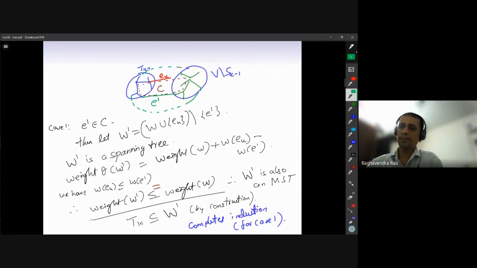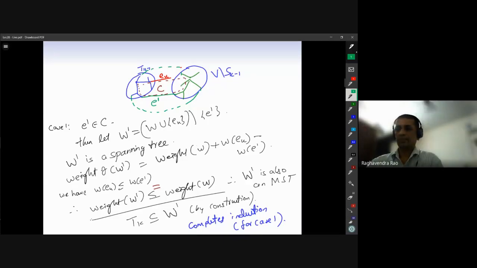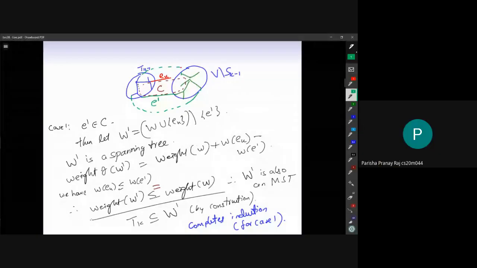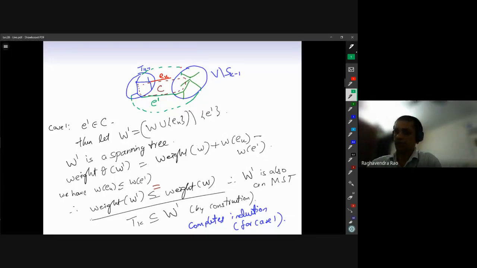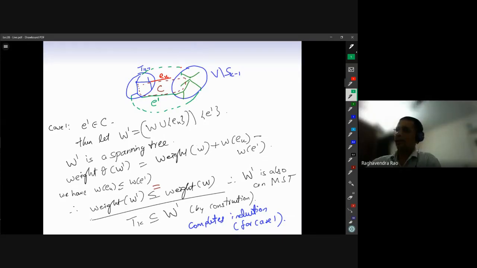Sir, the other candidate E primes could be of higher weight than E prime. Could it be? Yes, they could be of higher weight than E prime. So I was saying that if your E prime is not forming a cycle with EK, that higher weight edge would form a cycle with EK. So you're saying it will still work. Yeah, I'll come to that point. So the only possibility is that there are many candidate E primes.